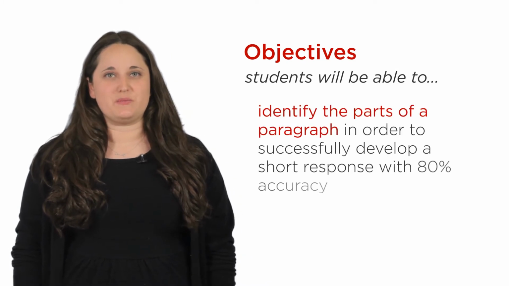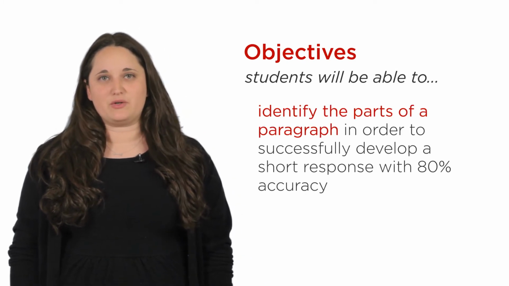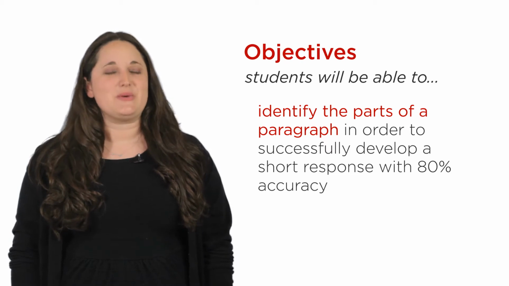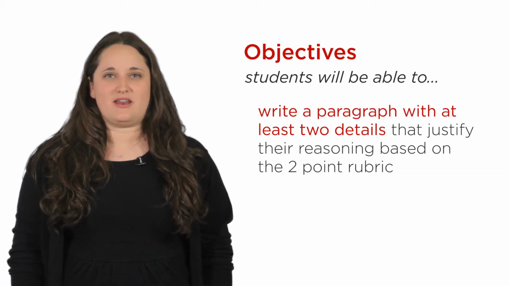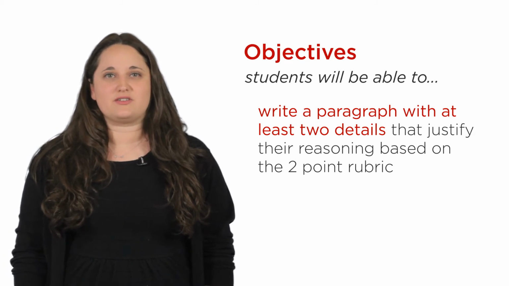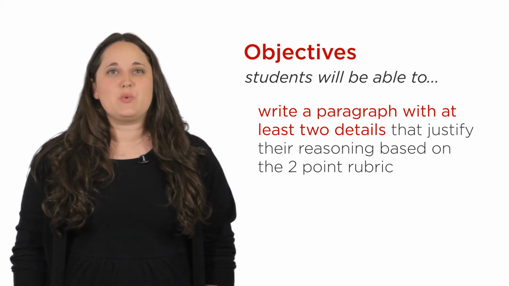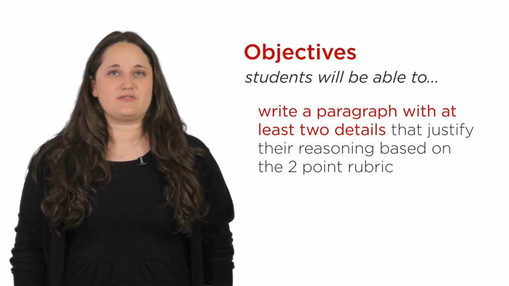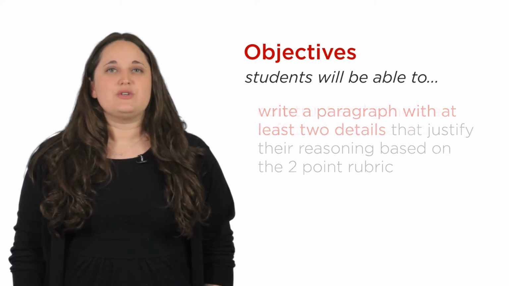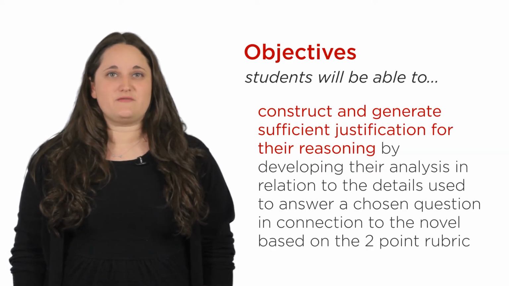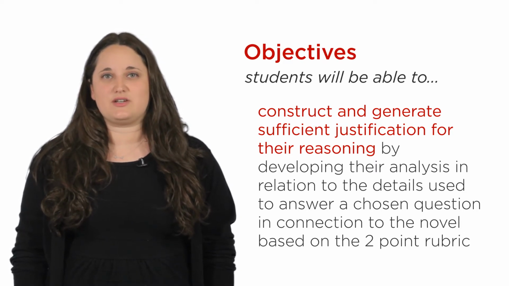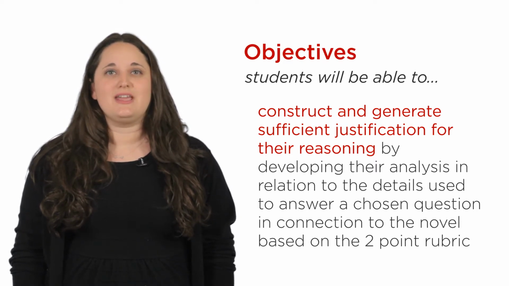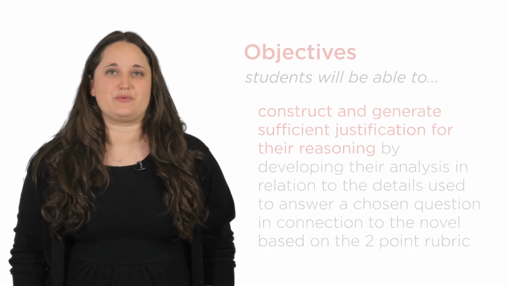The objectives for this lesson consisted of the following. Students will be able to identify the parts of a paragraph in order to successfully develop a short response with 80% accuracy. Students will be able to synthesize their understanding of the effects of the war on the characters of the novel by writing a paragraph with at least 2 details that justify their reasoning based on the 2-point rubric. Students will be able to construct and generate sufficient justification for their reasoning by developing their analysis in relation to the details used to answer a chosen question in connection to the novel based on the 2-point rubric.